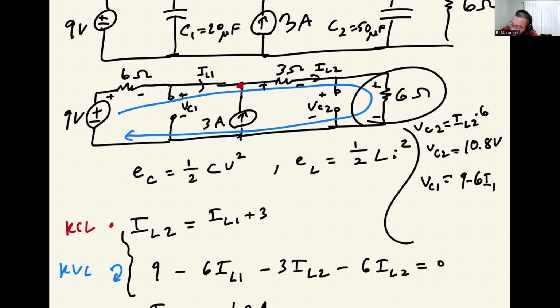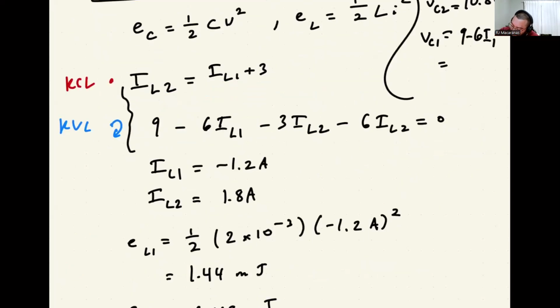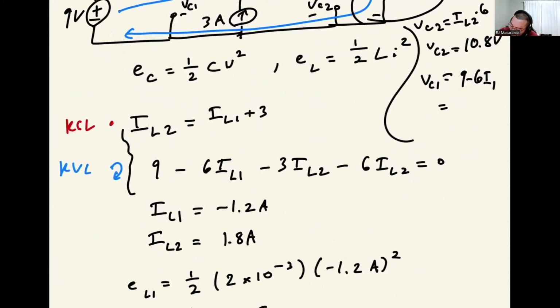And so I1 is minus 1.2, right? And so that's actually going to be positive, which means that this is going to be 16.2 volts if you plug in your 1.2 there.